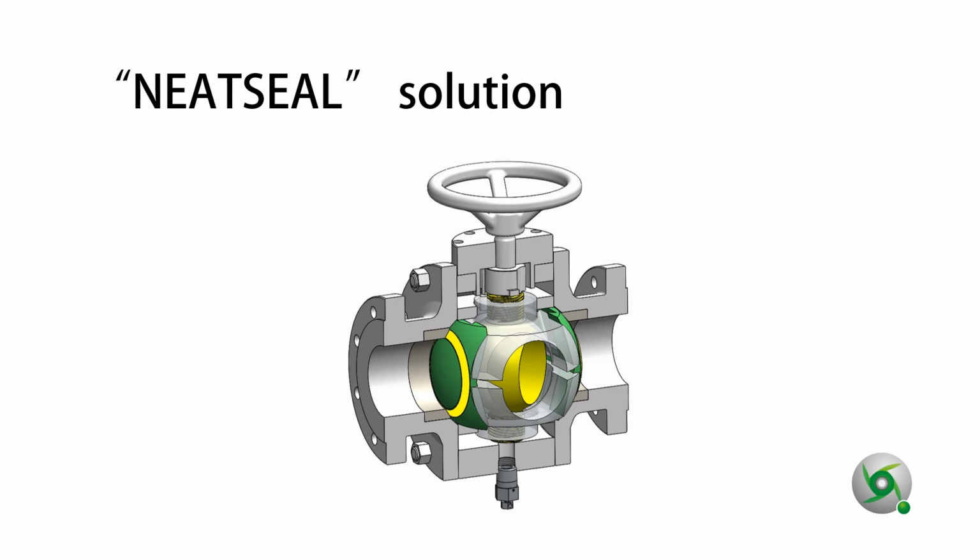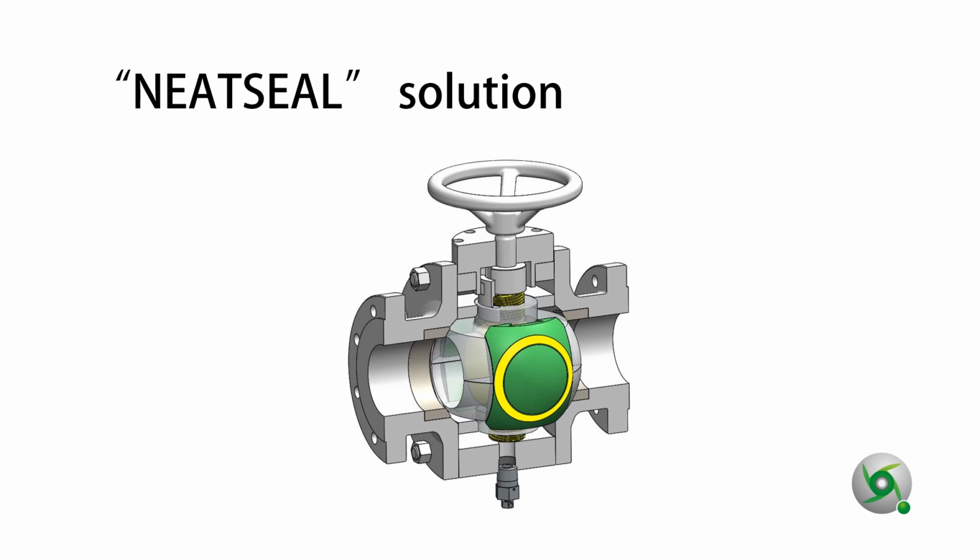To open, the sealing members retract first. Then the ball assembly will rotate friction-free to full open position. Therefore, neat seal ball valve can last very long, which is the ideal solution to metering application.